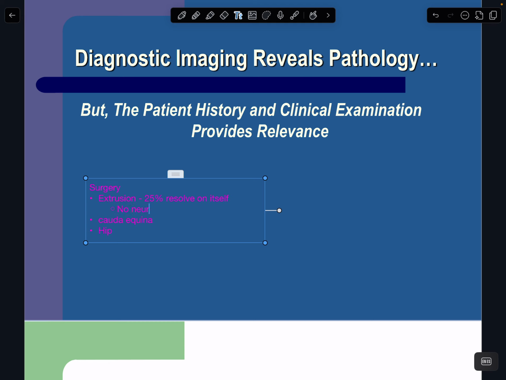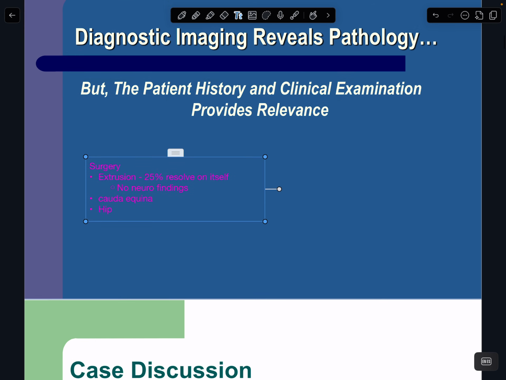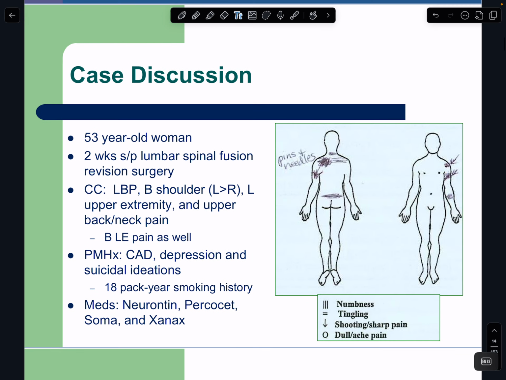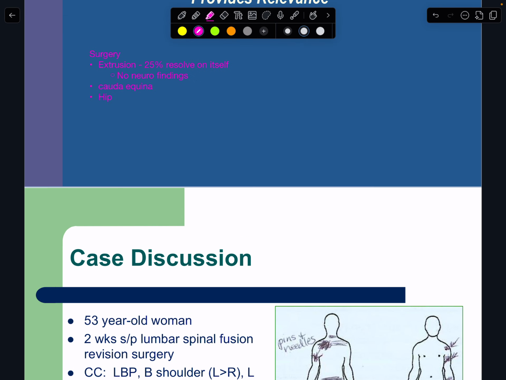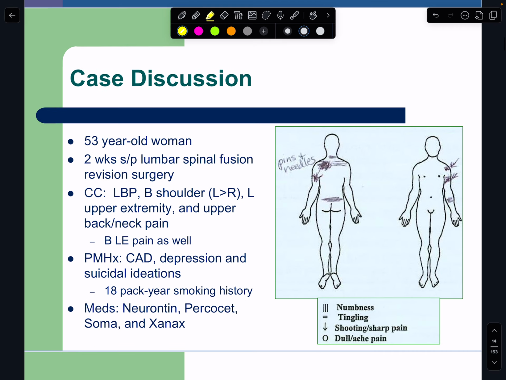So let's cover another one here. This is a 53-year-old woman. She's 2 weeks following lumbar spinal fusion surgery. Now this is her 6th lumbar surgery in 2 years. So if you look at the body diagram, a little bit different here. This is a home health PT who lets the patient go ahead and complete the body diagram. So she talks about having some pain in her cervical thoracic region.